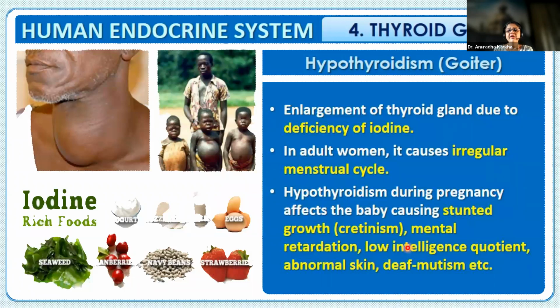Okay, so cretinism, ये याद रखो बेटा, word, it has been asked several times in your examinations. What is cretinism? Poor physical growth is cretinism. Okay, mental retardation, of course, low IQ, abnormal skin, deaf mutism. What do you mean by deaf mutism? Deaf is, so I agree, deaf. Mutism, okay, they cannot hear, they cannot speak.